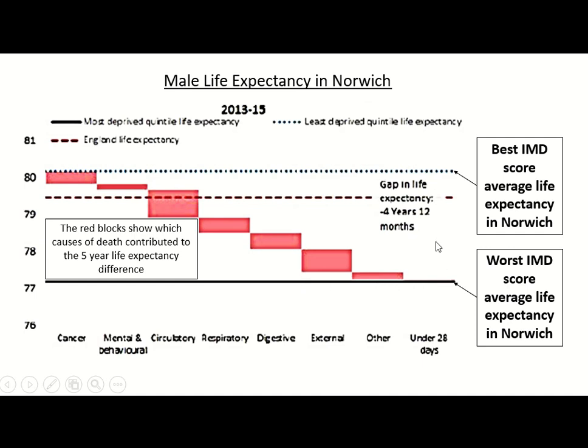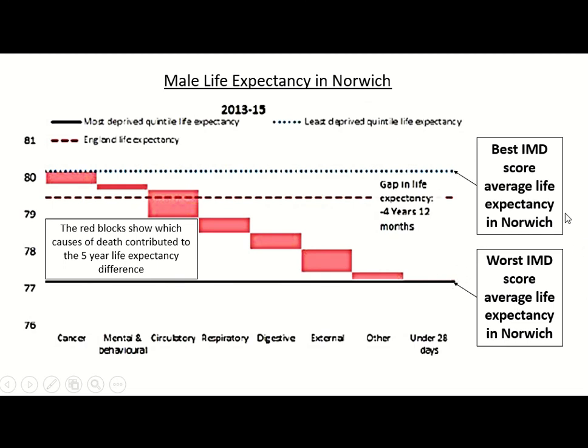Now, what this shows us is that if you live in the worst areas of Norwich, your life expectancy, your average age to live, is actually incredibly different. Just over 77 years old for someone in the worst areas of Norwich, and just over 80 years old for the best. So there's nearly 5 years, it's 4 years and 12 months, but essentially it's 5 years difference in terms of how long you'll expect to live, just based on the area of Norwich that you live in. And that, in a nutshell, is massive inequality.